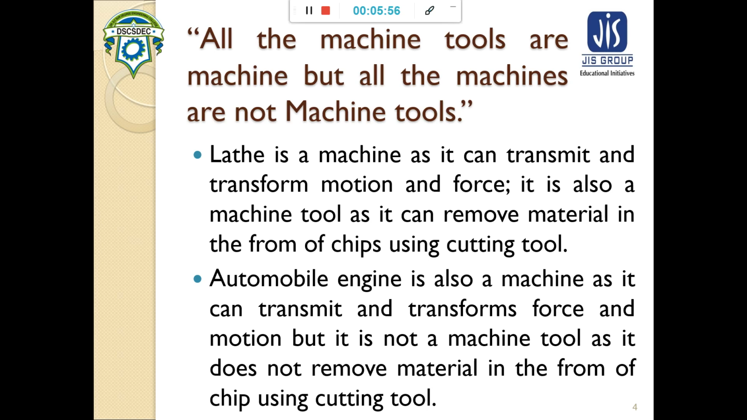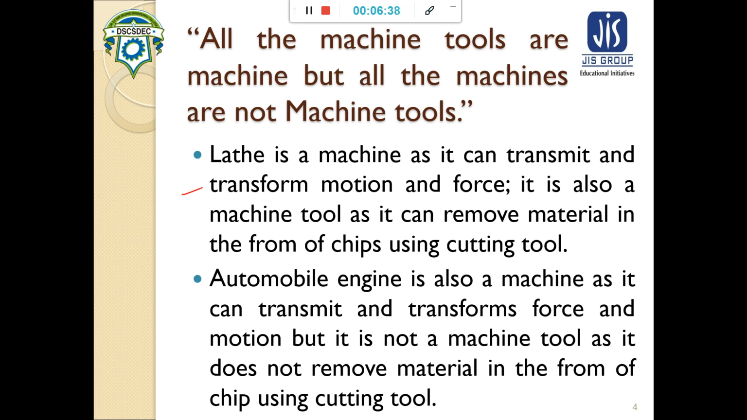What is the difference? A machine can transform and transmit motion and force, but what can a machine tool do? A machine tool is a special type of machine which can remove material in the form of chips by using a wedge-shaped or V-shaped tool, that is known as a cutting tool. That is called a machine tool. We can explain this statement by taking an example.